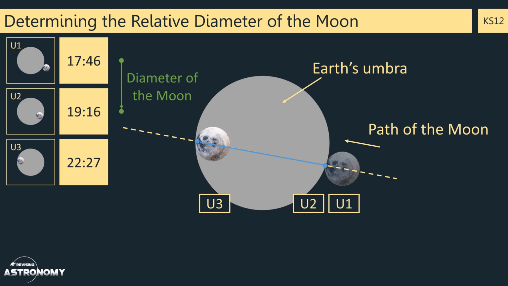Now, assuming that the shadow of the Earth's umbra is the same as the diameter of the Earth, we've got a way of working out a proxy for the diameter of the Earth, and it will be the time that it took to go from U1 to U3.